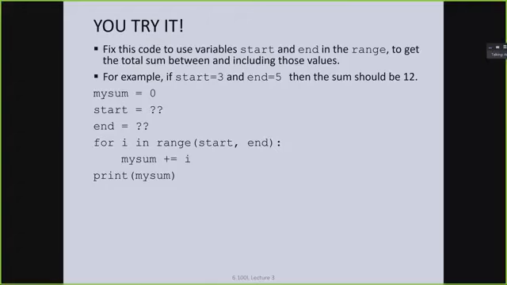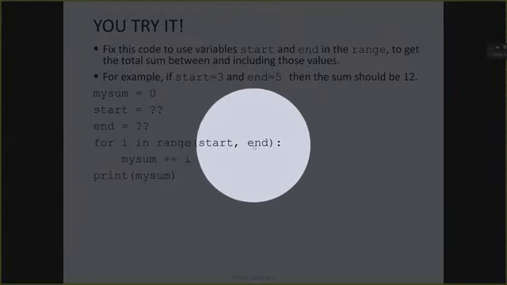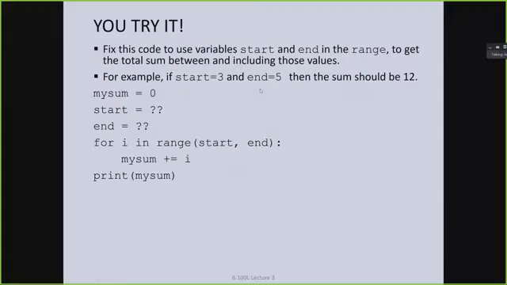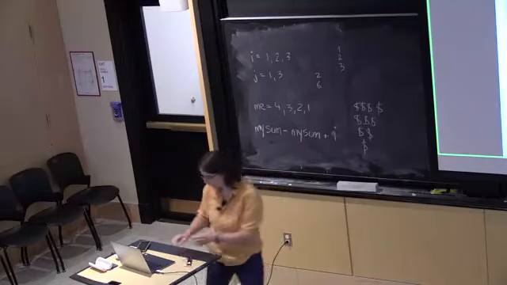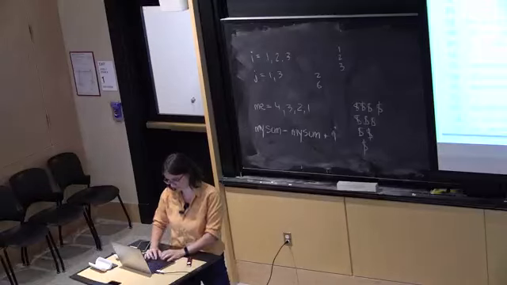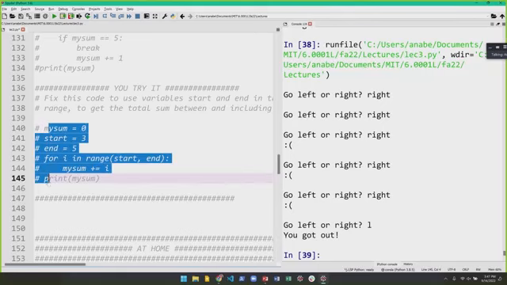But what I want this code to do is I want it to sum up the start and the end. So if I have start is 3 and end is 5, I want it to add 3 plus 4 plus 5. Right. And so this code is not doing quite that. And I would like you to fix it, or to tell me how to fix it. So it's down here on line 140-ish.